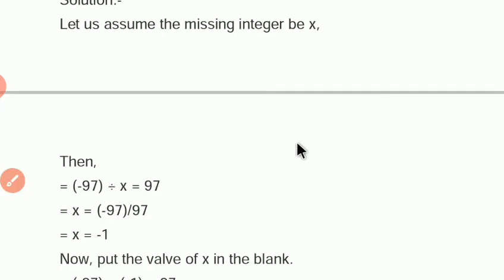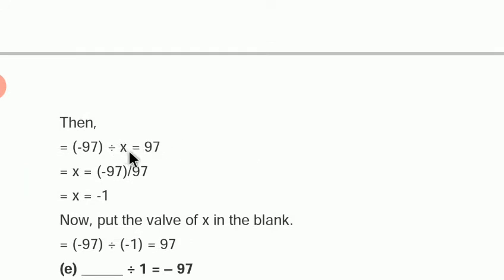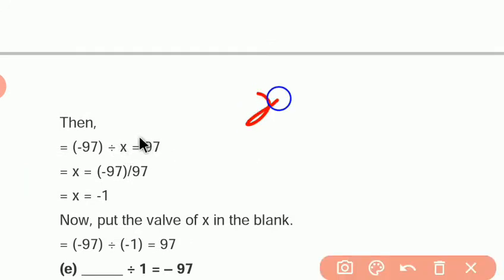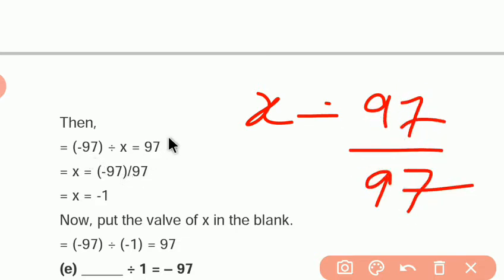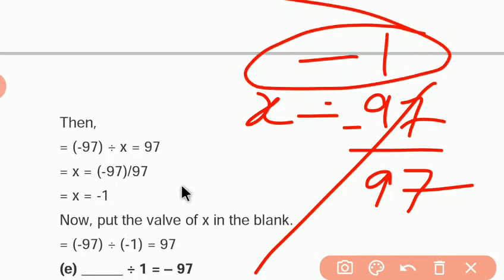So let the missing integer be x. So minus 97 divided by x is equal to 97. As we have done before, minus 97 here, it will come in. This will change into divide. So x is equal to minus 1.